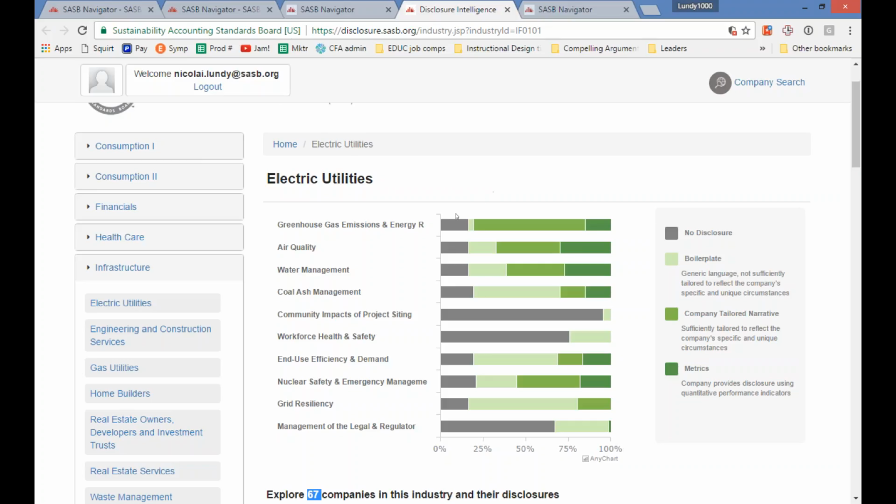On greenhouse gas emissions, there's actually quite a lot of disclosure. 84% are disclosing. There's only 16% that have no disclosure. And there's a lot of company-tailored narrative, only a little boilerplate, and a little bit of metrics. But for other topics, you might see much more boilerplate, like in coal ash management. For some topics, like the community impacts of project siting, we're actually not seeing much disclosure at all. So topic by topic, you're able to get a profile for the industry.